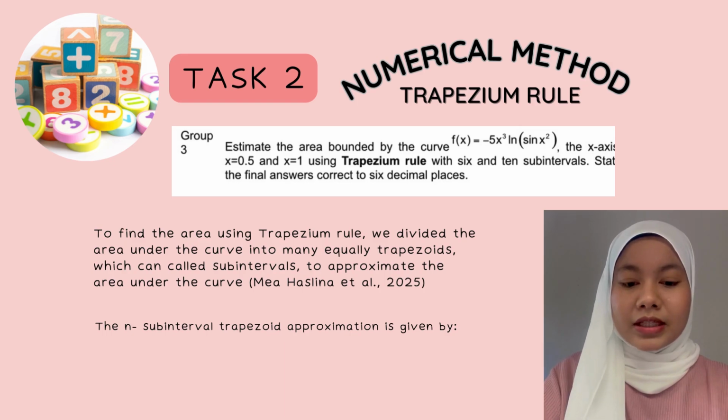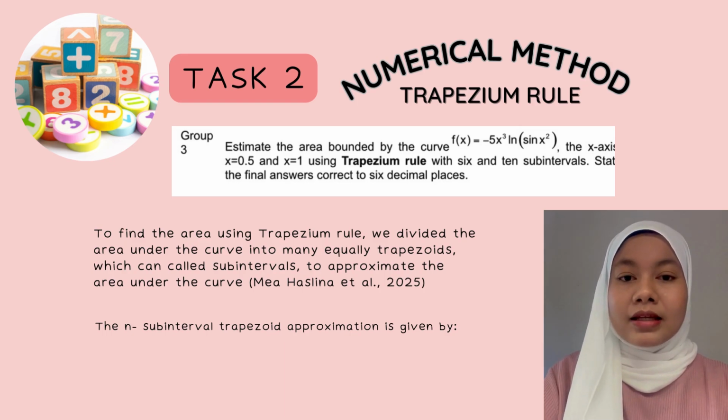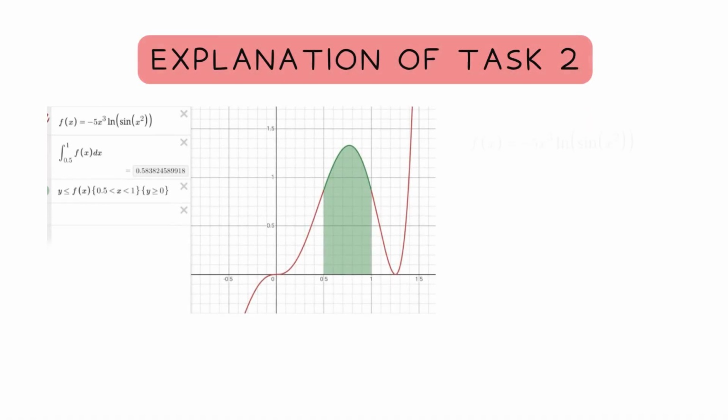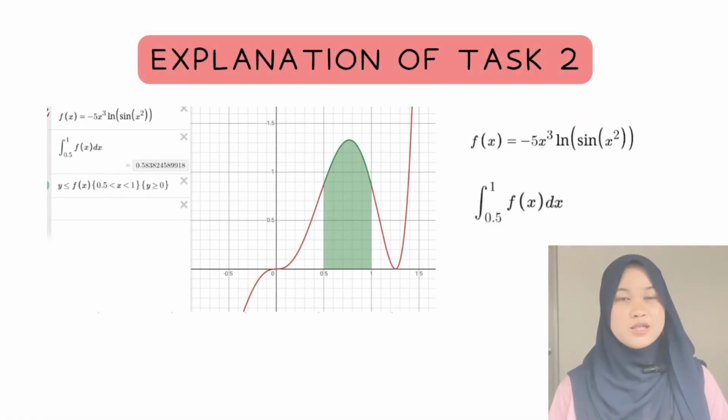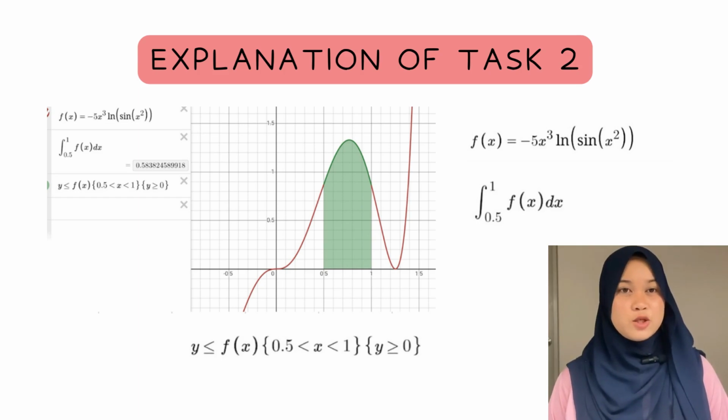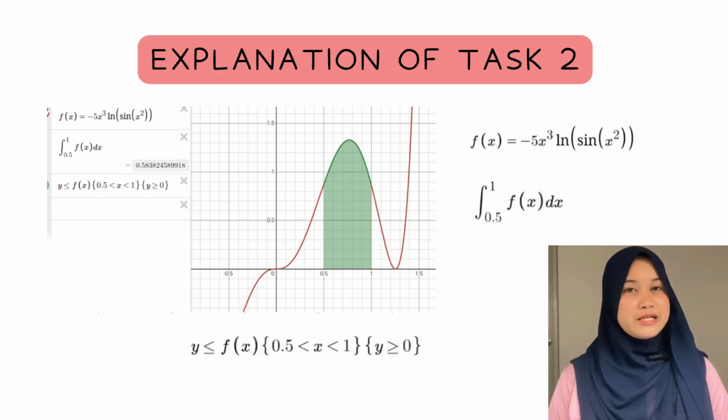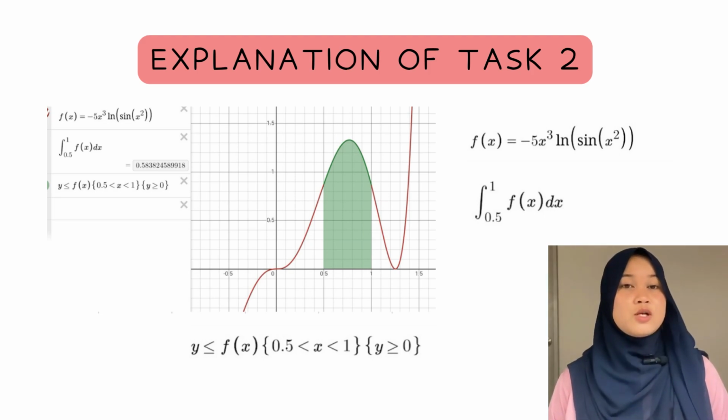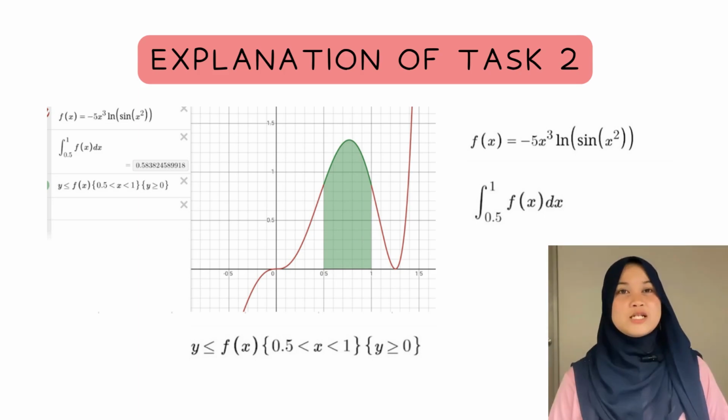The n subinterval trapezoid approximation is given by the equation. This is our graph for Task 2. The red curve represents the function f(x) equal to negative 5x cubed ln sine x squared. This function has complex behavior due to the combination of a cubic polynomial, natural logarithmic, and sine function. The shaded green region under the curve is bounded between x equal to 0.5 and x equal to 1, where 0.5 is less than x less than 1.